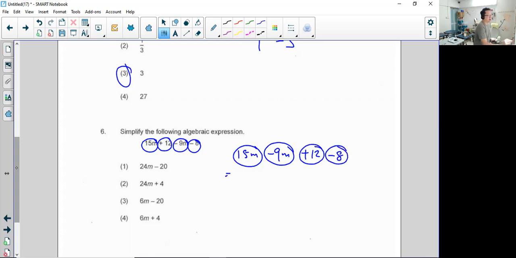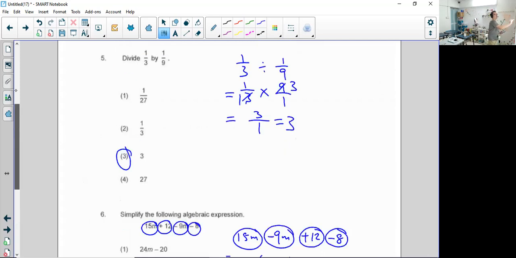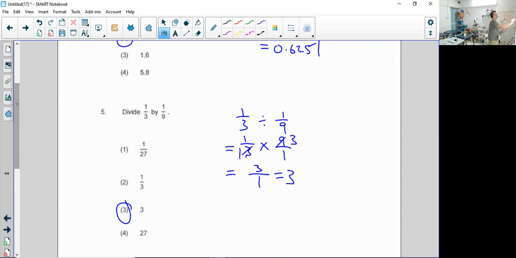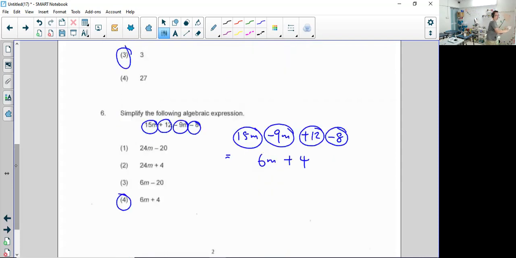Okay, then you can work out already. So 15m minus 9m will be 6m, plus 12 minus 8 will be 4. So you get 6m plus 4, which is answer number 4. Okay, let's go to the next one. Let me have a quick check on the answer key to see whether it is correct. So you have 2, 3, and 4. Okay, let me have a look. 2, 3, 4, and the answer key is correct. Okay, let's go to the next one.